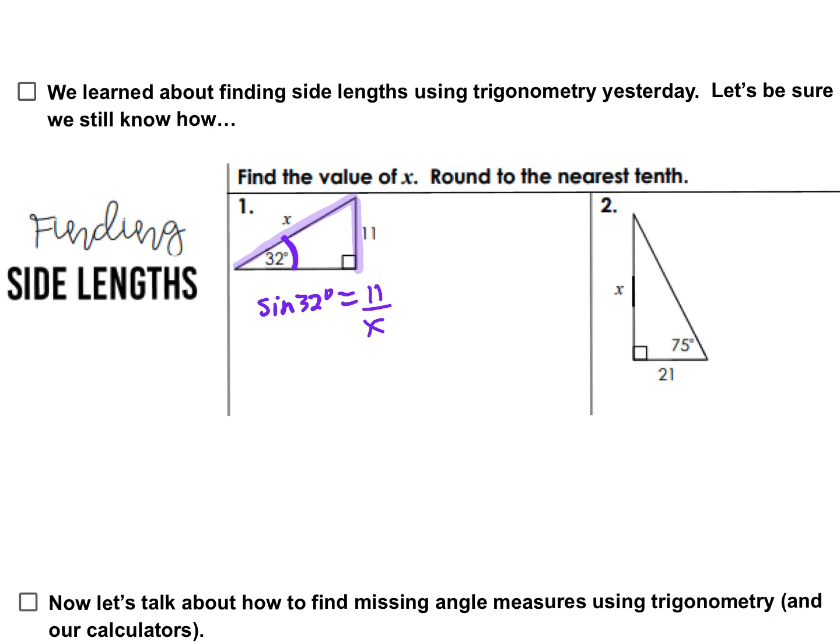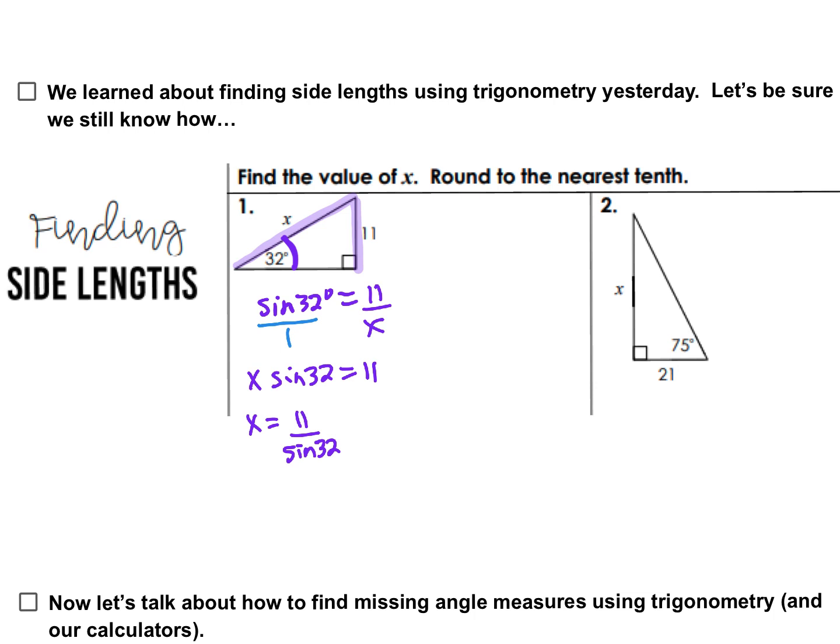We're solving for x, but x is in the denominator, so we've got to get that into the numerator. My suggestion is to think of this as sine of 32 over 1, so that you realize you're going to want to cross multiply. If we cross multiply, we get x times the sine of 32 is equal to 11. We're trying to get x by itself, so we need to divide by sine 32. So x is equal to 11 divided by sine 32. I'm not writing out that step of dividing both sides, but I think you can see that.